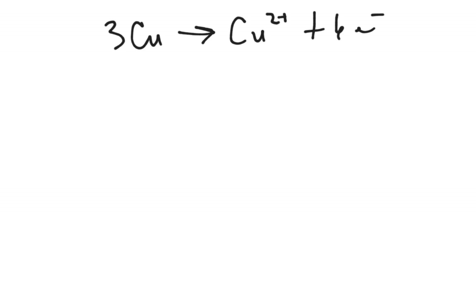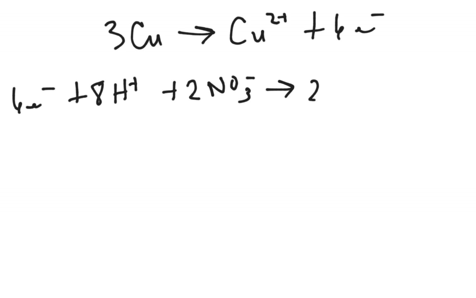So I'm going to end up with 3 Cu going to 3 Cu2 plus 6 electrons. I'm going to end up here with 6 electrons plus 8 hydrogen ions plus 2 nitrates going to 2 nitric oxides plus 4 water. Okay, so let's go through and cancel out everything we can cancel out. I've got electrons there that will cancel out. And for this problem, that looks like it's everything, so we're going to add everything together now.